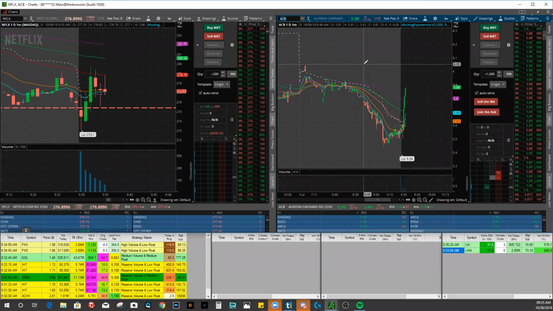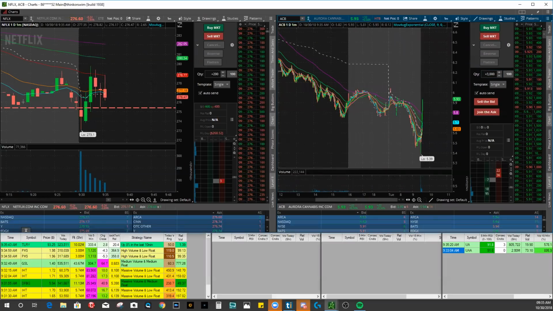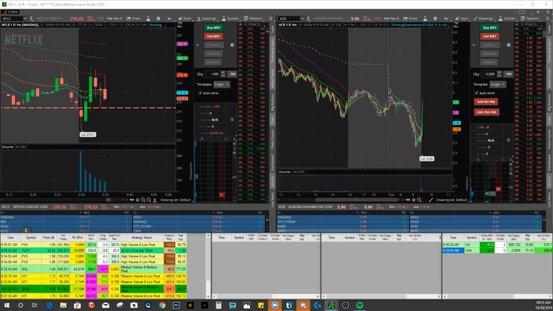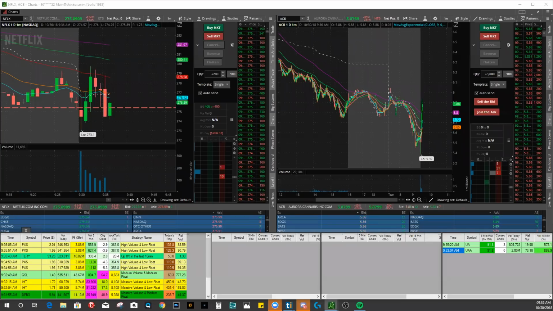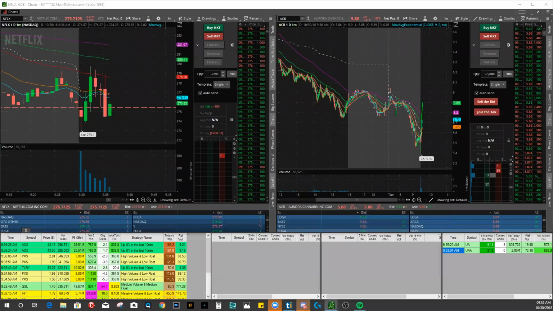Wow, big squeeze there on ACB. That would have been nice. A lot of sellers on it here at 5.90 trying to hold it down. Yes, CGC is starting to pop up this morning, so a lot of the weed stocks are starting to do the same thing. Okay, the market's still kind of struggling here.